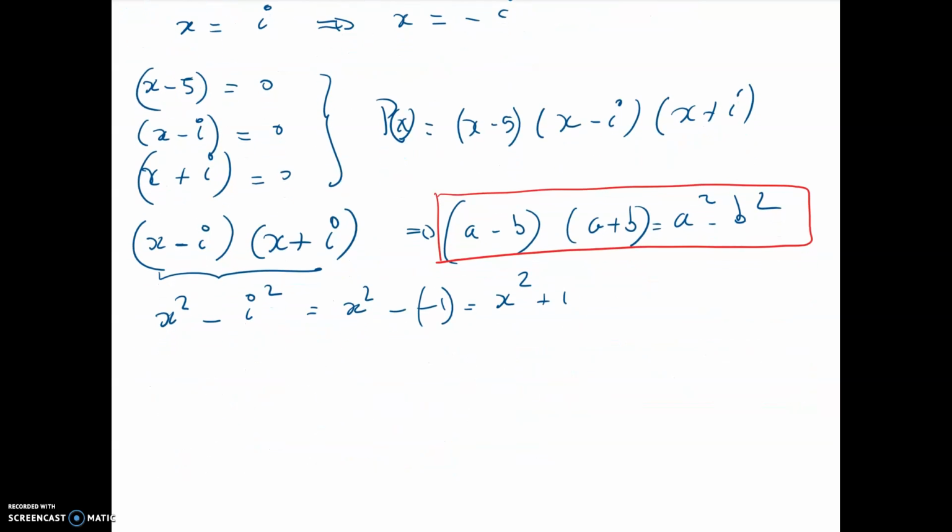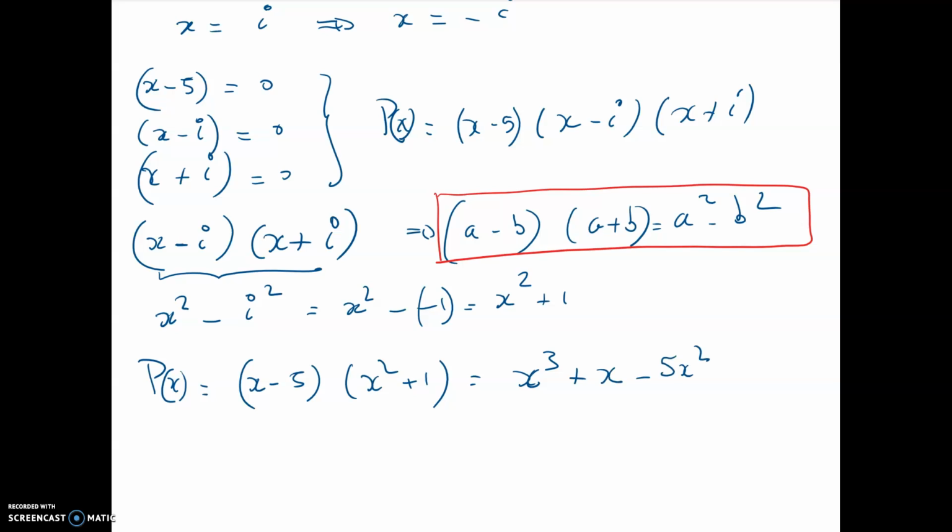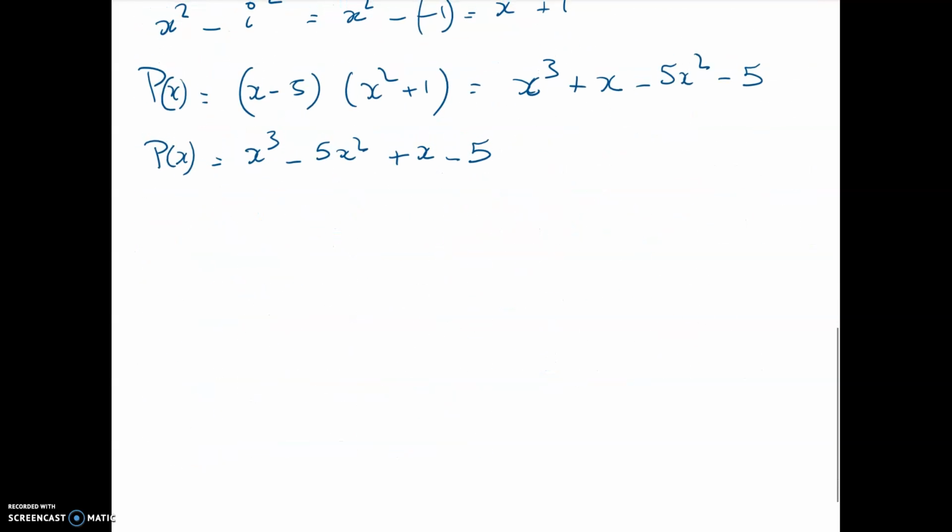So now I can clearly write that p of x equals x minus 5 times x squared plus 1, and so p of x will be equal to x cubed plus x minus 5x squared minus 5. And so p of x equals x cubed minus 5x squared plus x minus 5. All right, now let's try to do another problem.